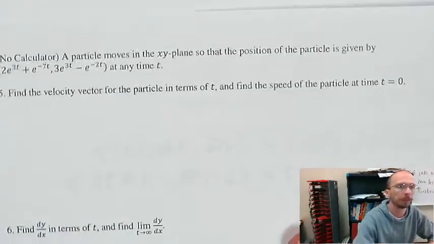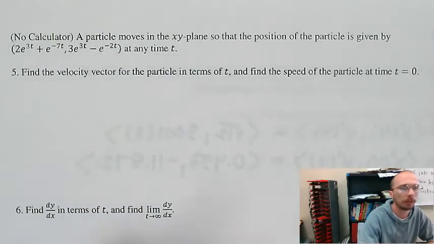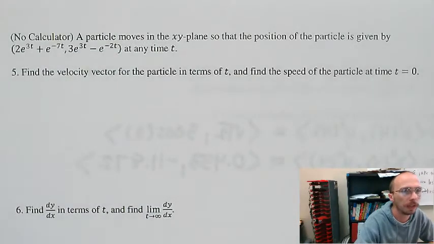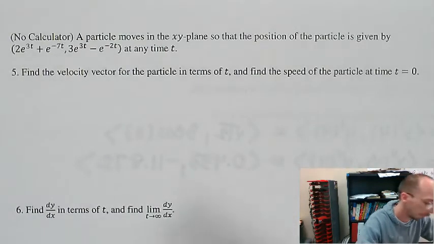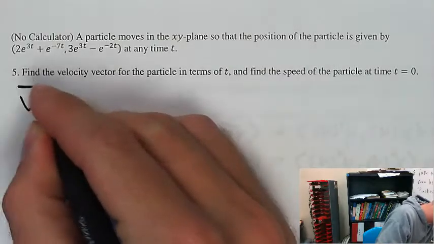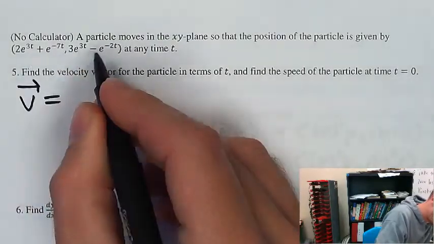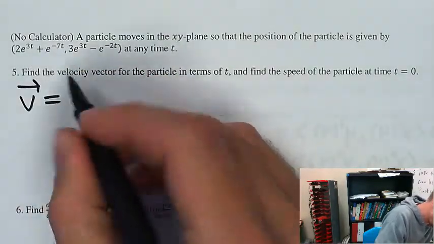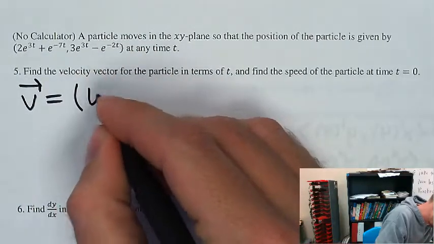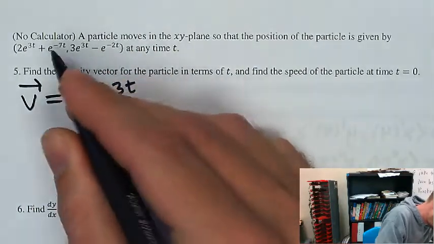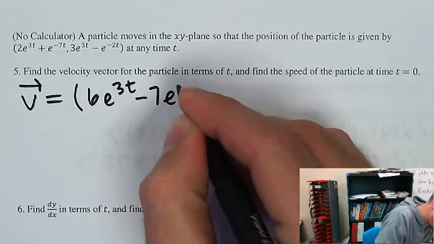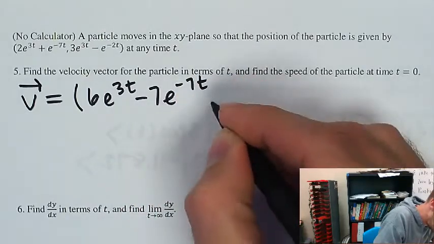All right, no calculator. A particle moves in the xy plane, so the position of the particle is given by this and that. Wow, that's a lot of exponentials. Find the velocity vector in terms of t and find the speed of the particle at time t equals 0. We can do that. Okay, velocity vector is x prime and y prime. So it will be 6e to the 3t minus 7e to the negative 7t.